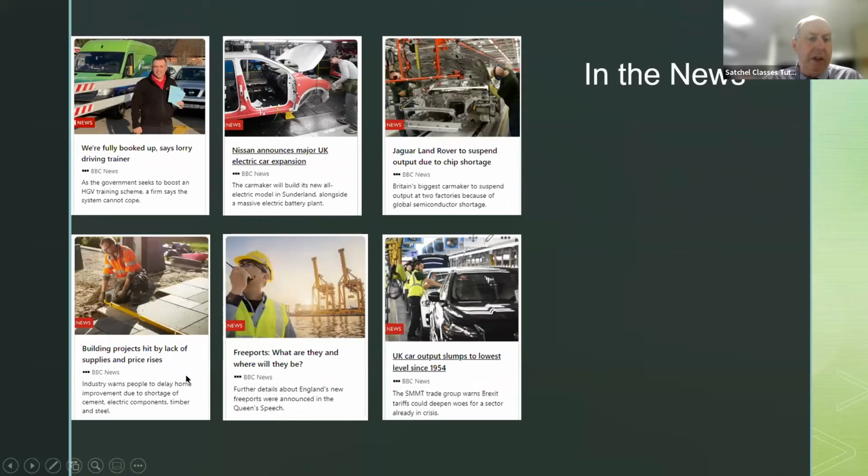Building projects affected by raw material prices, so they can't get the supplies and the prices are rising. As we mentioned before, free ports, worth you looking into what free ports are, where there's reduced legislation and reduced taxes, which increase production. And there we go, UK car output slumps to the lowest since 1954 due to Brexit and woes in the sector.